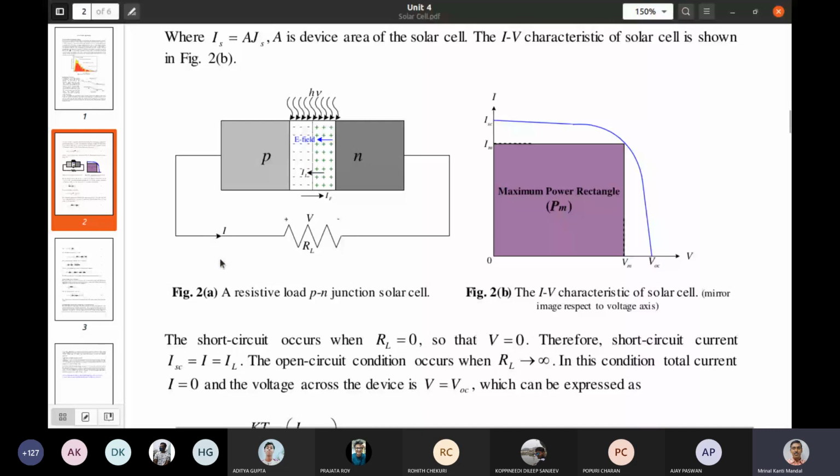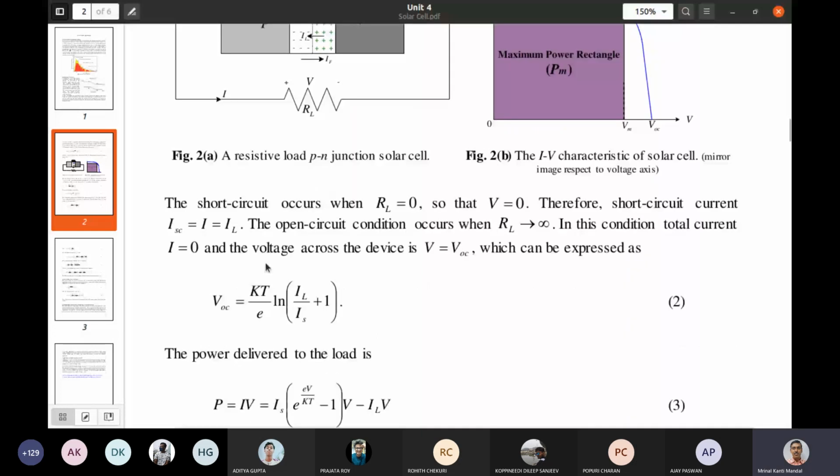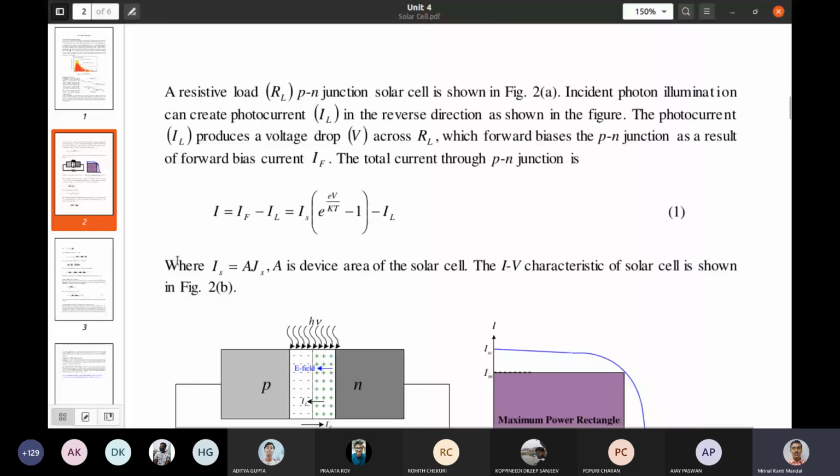So overall this current, we can say one current is the forward current due to the setup of this voltage V, that is IF, and another current is the photo generated current, IL, right? IL is the photo generated current. So the resultant current will be, here, IF minus IL.